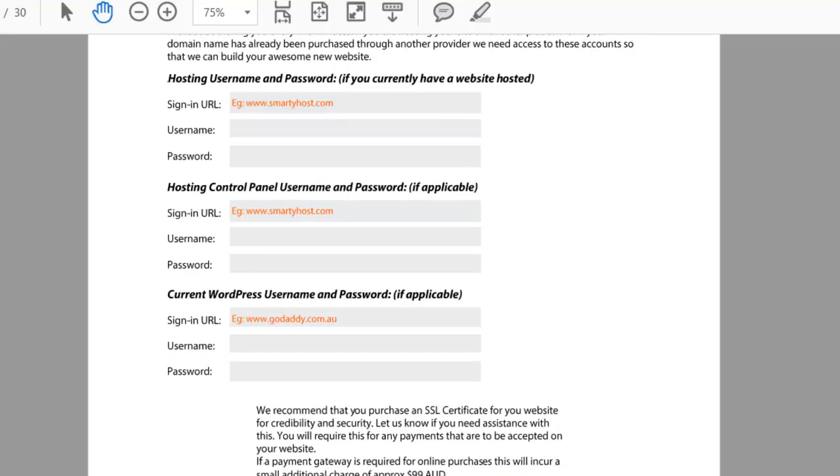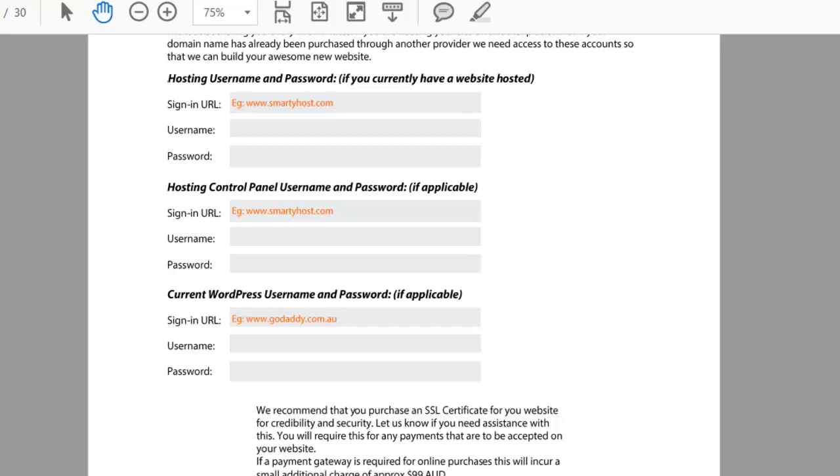Then if you've got a current website, you'll need your WordPress username and password, and your cPanel username and password. Now, if you're not sure what I'm talking about with information such as cPanel and you just don't understand, don't worry about it. Once you start talking to your developer, or if you've got any questions, just let us know. We'll help you to understand these concepts. But if you're talking to your developer, they'll explain all this for you.